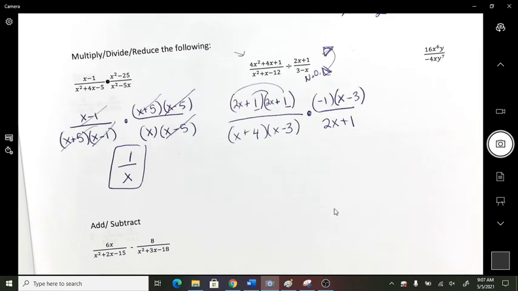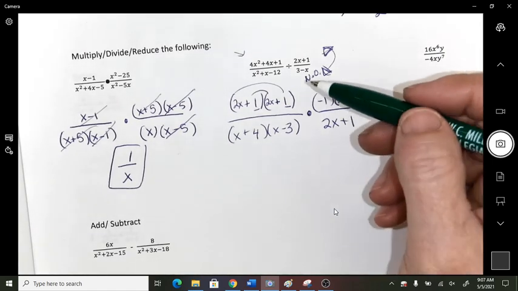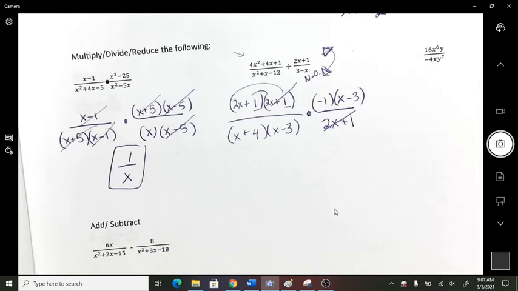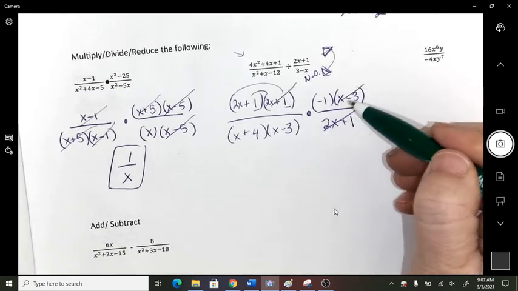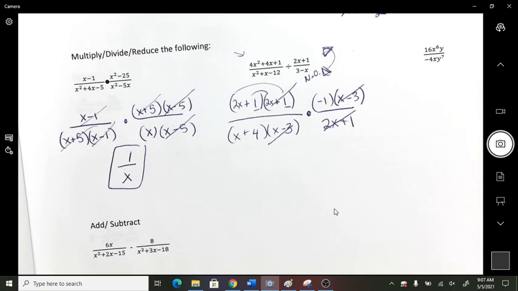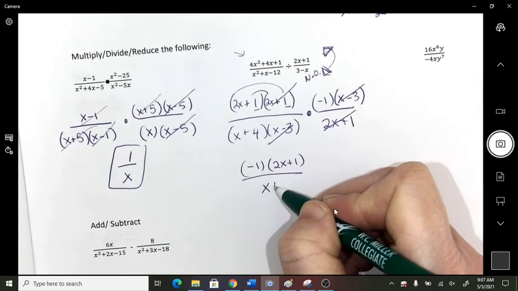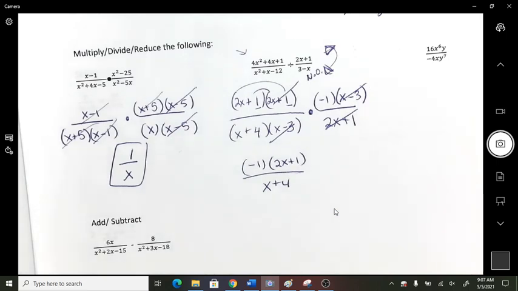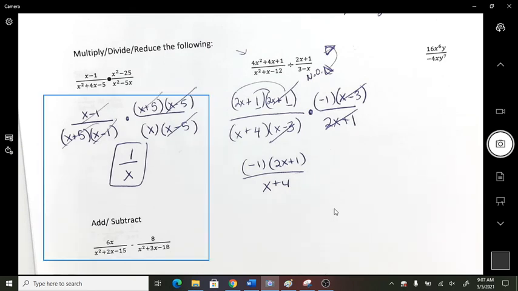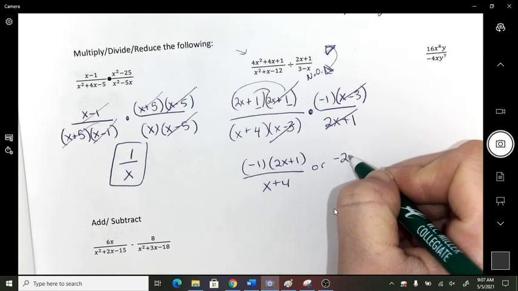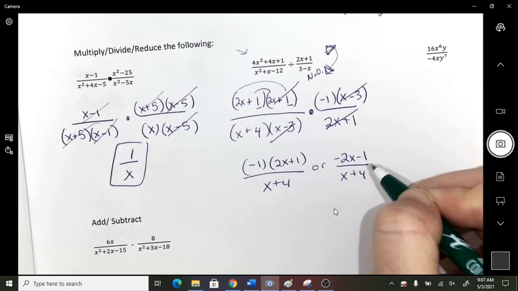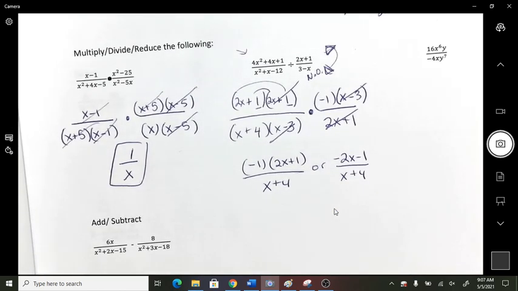Okay, once your factoring is all done, you just look for cancels. So a 2x plus 1, top bottom. An x minus 3, and that's it. Okay, on this one you could have changed the top to that as well. I'm okay if you didn't.